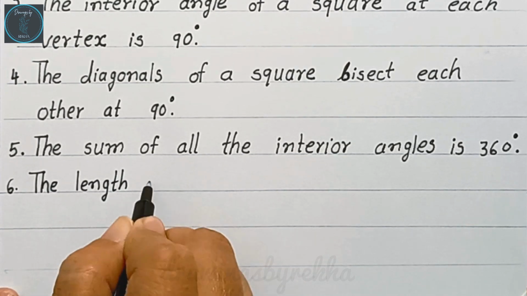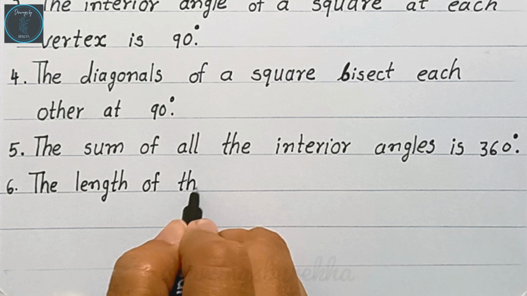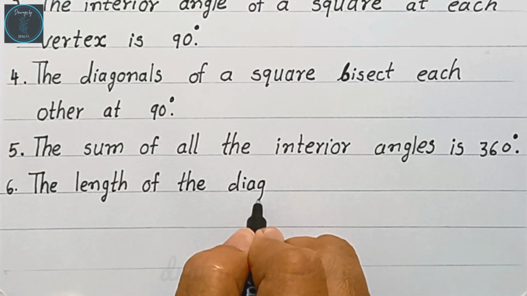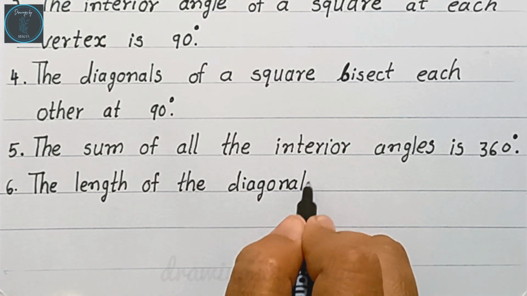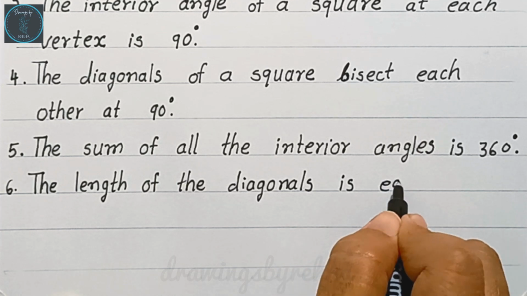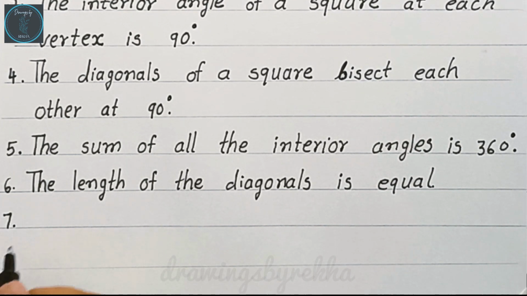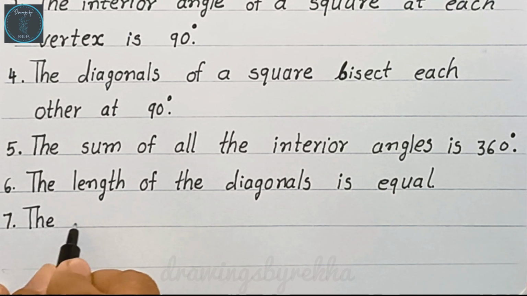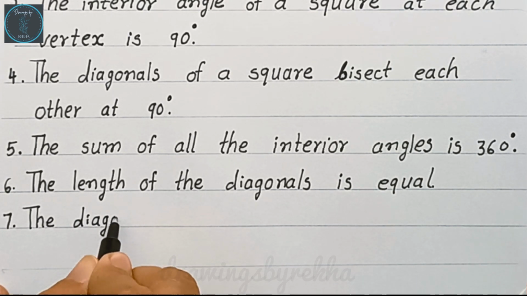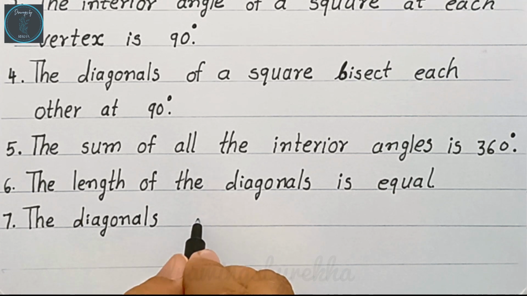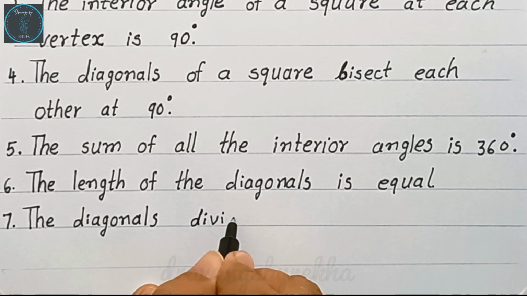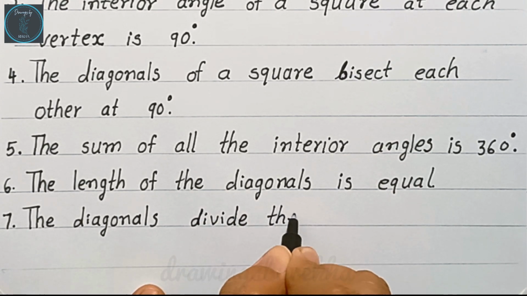Six, the length of the diagonals is equal. Seven, the diagonals divide the square into two congruent triangles.